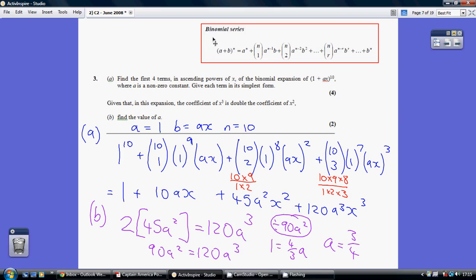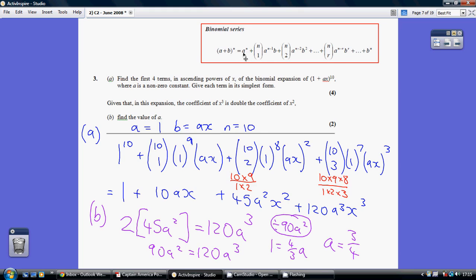So remember, with the binomial series, we're given a couple of formulae. Always use the a plus b one, so that's the only one I've given you. So a is our first term, which is 1. b is our second term, which is ax, and n is our power of 10. So we just simply substitute that into the first 4 terms.